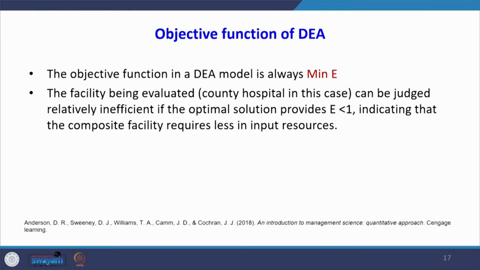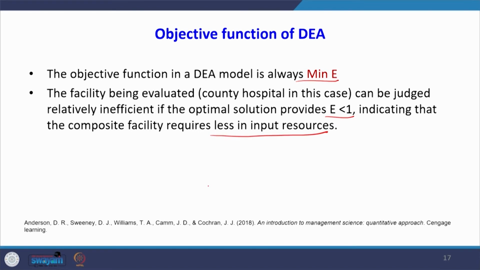We know that in the beginning I was saying that the composite hospital is more efficient. So, here the objective function in a DEA model is always minimizing E. What is the meaning of minimizing E? The facility being evaluated, for example, the county hospital in this case, can be judged relatively inefficient if the optimal solution provides E less than 1. What is the meaning of E less than 1? It indicates that the composite facility requires lesser input resources.